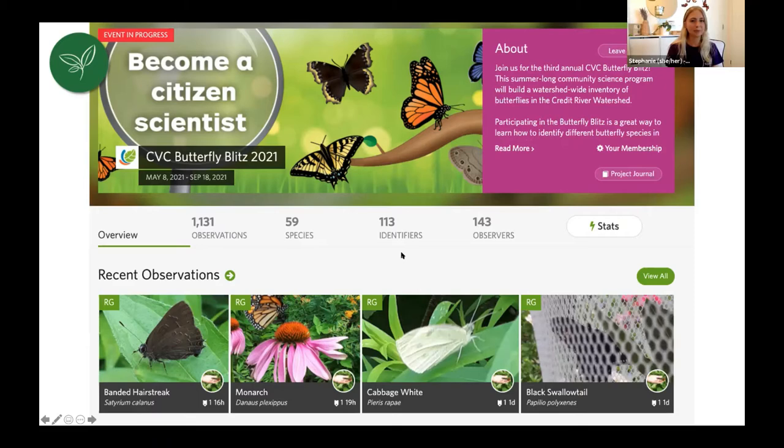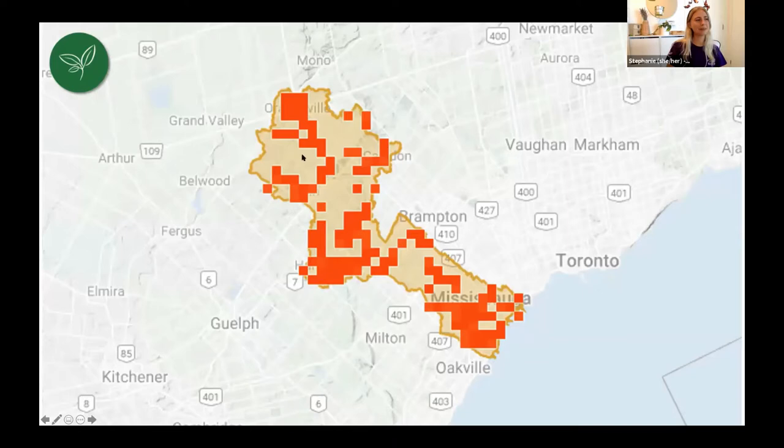And here's a map of all of the areas that people have identified different butterfly species. There's lots of areas that are still missing. So if you're in any of these areas here, make sure to go on out and check if you can find any of the butterflies.